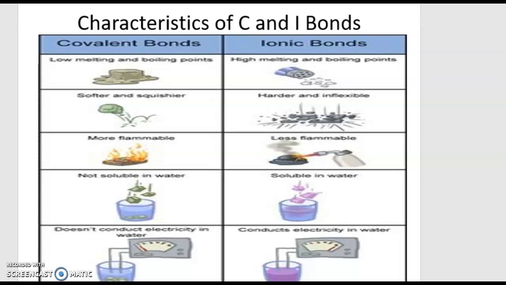While ionic bonds consist of a metal and a nonmetal, so therefore ionic bonds tend to have the properties of metals. So they have high melting and boiling points, just like metals do. They are hard and inflexible, and the reason why that's so is because, again, it has at least one metal. They're less flammable than your covalent gases. They are soluble in water, and again, soluble means dissolvable, so they will dissolve in water. And all metals conduct electricity in water. So because ionic bonds have metals in them, they have the characteristics of metals, while covalent bonds are made of two nonmetals, typically gases, so they have all the characteristics of gases.